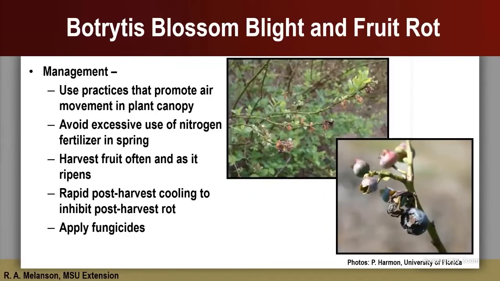So for management of this disease, you want to use practices that promote air movement throughout the plant canopy. If you apply excess nitrogen fertilizer in the spring, that can actually help to increase the chance for disease development. So you want to avoid the excessive use of nitrogen at that time. You want to harvest fruit often and as it ripens, which is a key point for many fruit rots. And again, rapid post-harvest cooling is important to help inhibit the post-harvest rot for the botrytis fruit rot. And then there are fungicides that are also useful and effective against the development of blossom blight and fruit rot. And those are listed in that IPM guide as well.